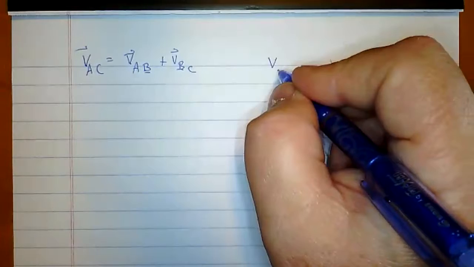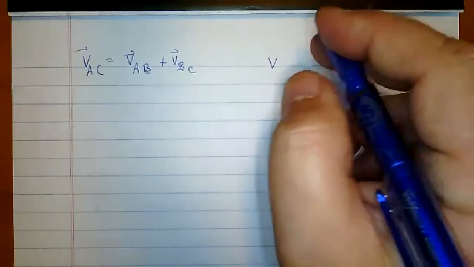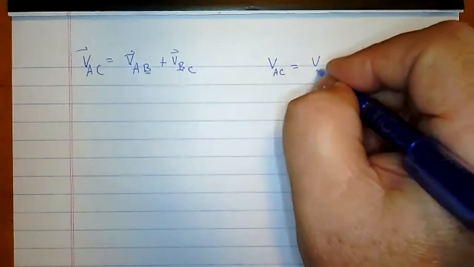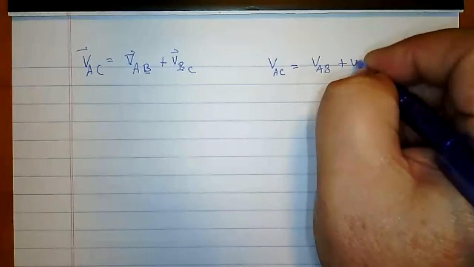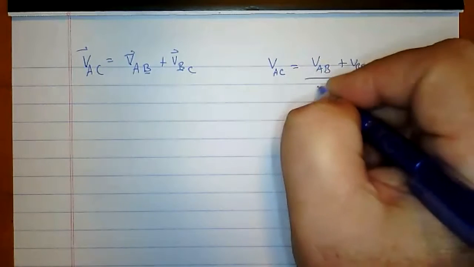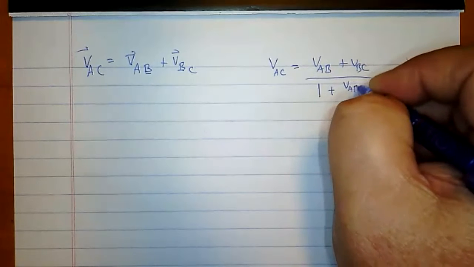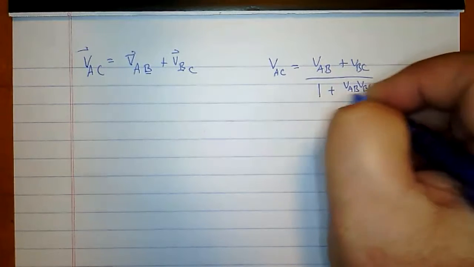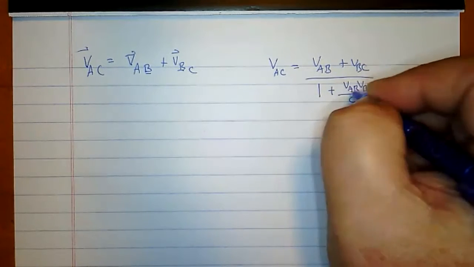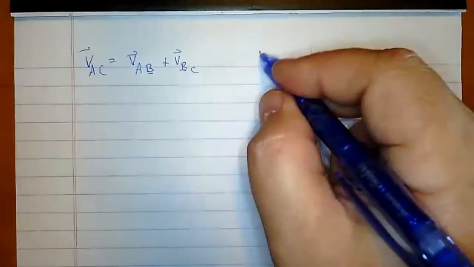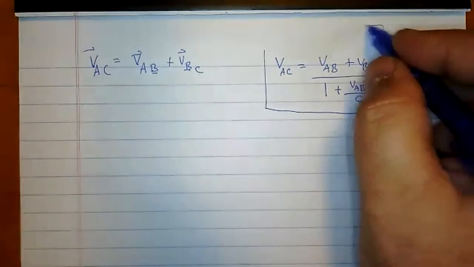I then told you, in actuality, as long as you keep them along the same axis like those two reference frames were, then the velocity of A as seen by C is the velocity of A as seen by B plus the velocity of B as seen by C. But there's a correction to it for relativity, and that's V_AB V_BC over c squared plus 1 in the bottom. Okay, so that's the addition of velocities formula.